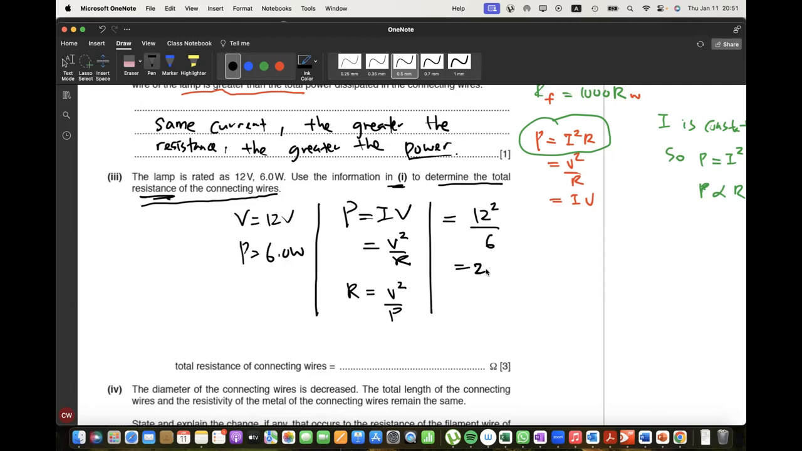So this one is 24. How much is the resistance of the wire? 24 over 1000, because resistance of the filament is 1000 times resistance of the wire. So resistance of the wire is this divided by 1000. What is 24 divided by 1000?